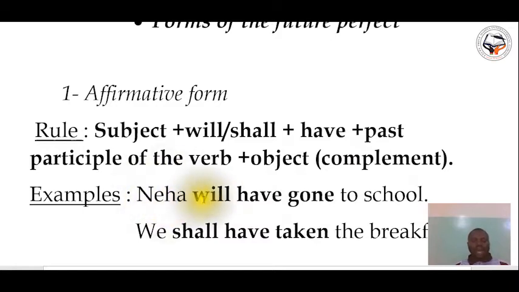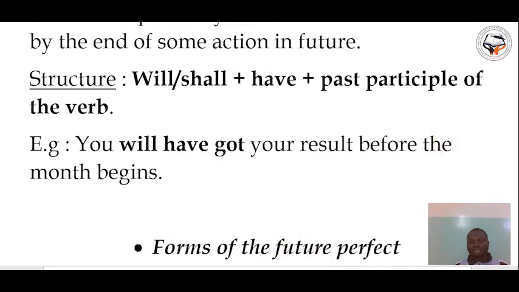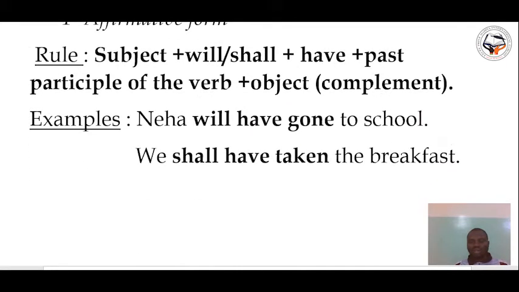Let's see the example. Niha will have gone to school. Niha here is the subject. You have will here, you have the auxiliary to have here, and you have the past participle of to go, which is gone. Niha will have gone to school.